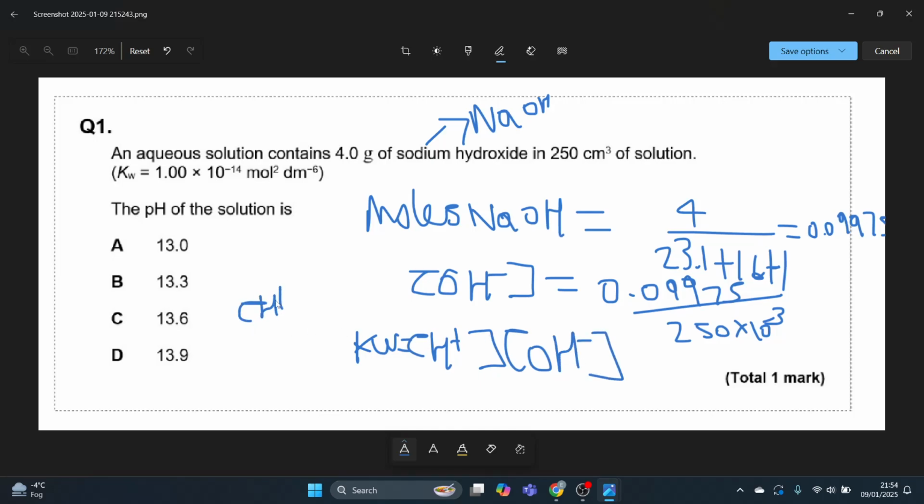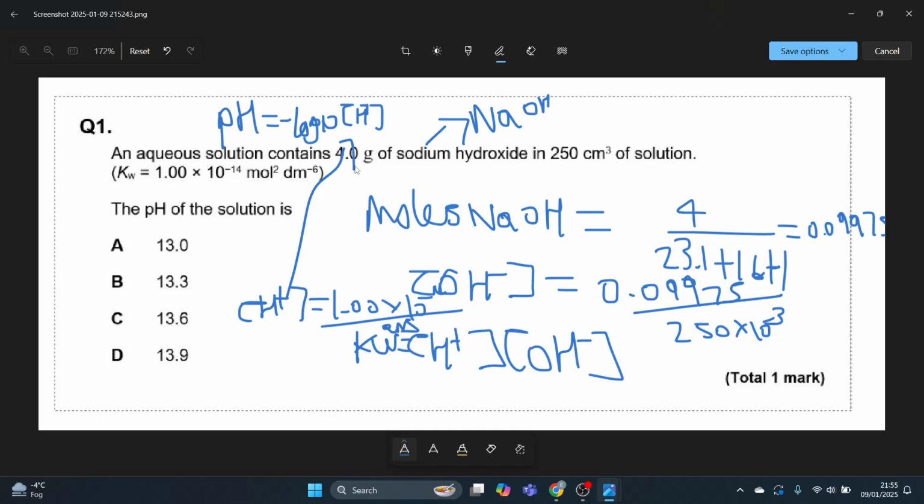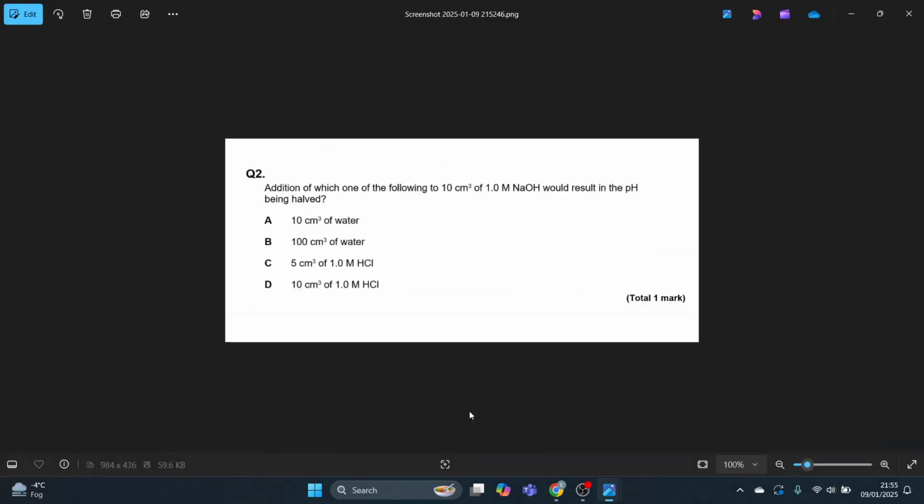Concentration of H plus equals 1.00 times 10 to the power minus 14 divided by my answer stored in my calculator, and I get the concentration of H plus ions, but I want the pH. pH is equal to minus log 10 of the concentration of H plus. Substitute that in, minus log 10 of my answer, 13.6. Okay, next one.